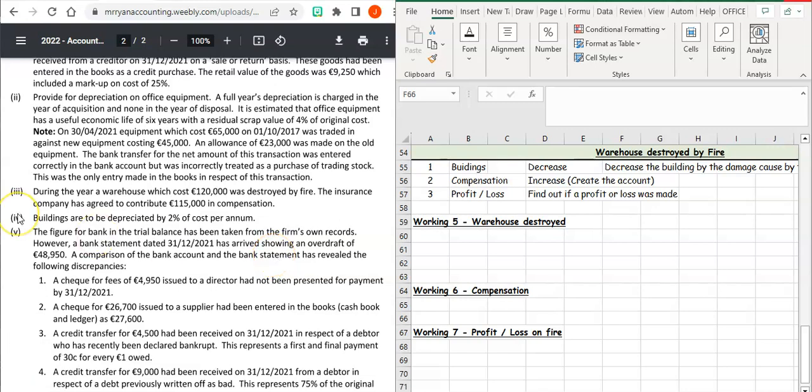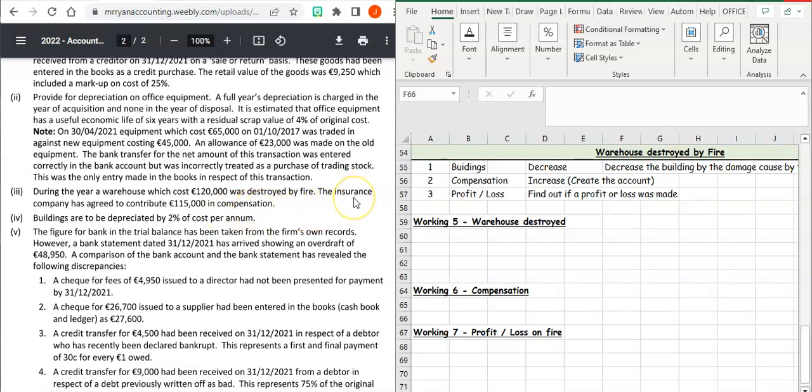Okay, so let's have a look at working 3, or adjustment 3, from the McCormack 2022 exam paper, company accounts. It says during the year a warehouse which cost 120,000 was destroyed by fire. So we're going to reduce our buildings by 120,000. The insurance company had agreed to contribute 115,000 compensation.